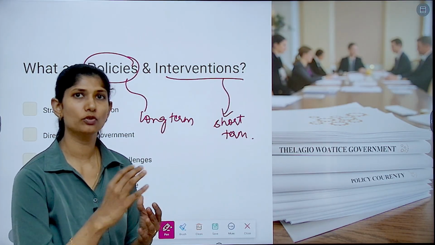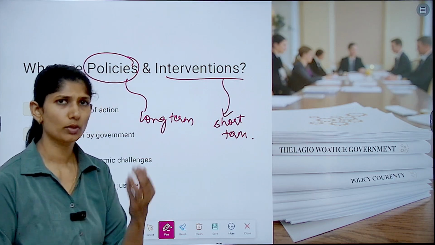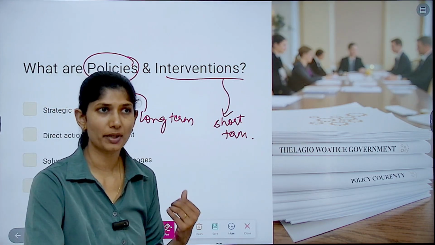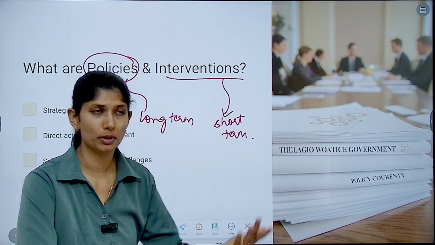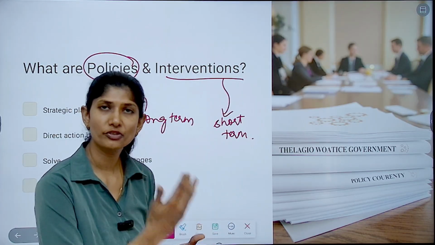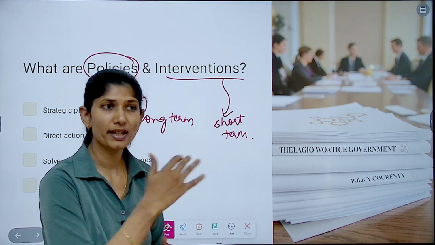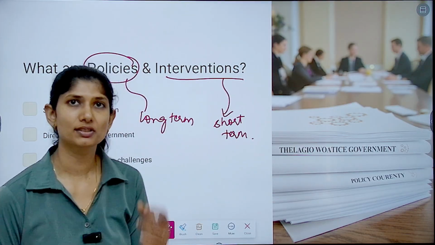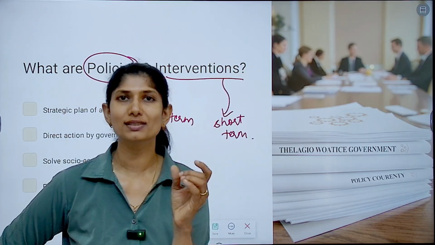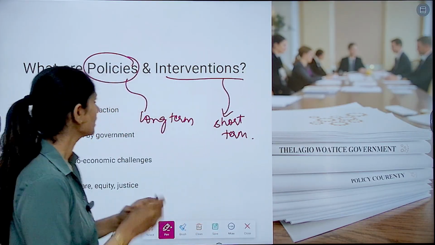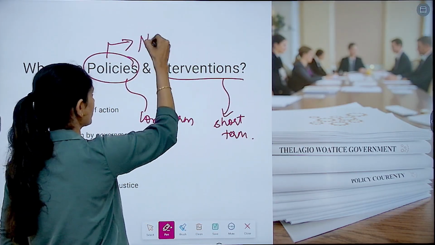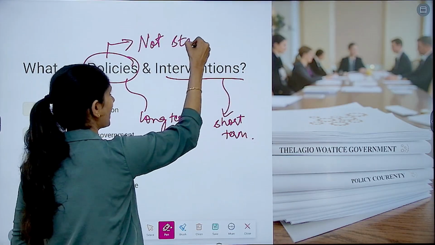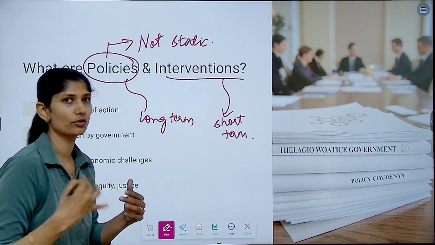Based on that, they will prepare a policy. Then, based on that, they will introduce and implement it. After that, they will have a feedback mechanism. Based on that, again they will make changes to the policy. The whole point we're trying to make is that policy is not static. That is one word you have to understand. It is not static and it is constantly evolving.